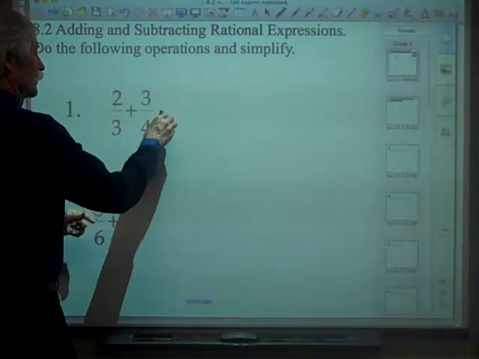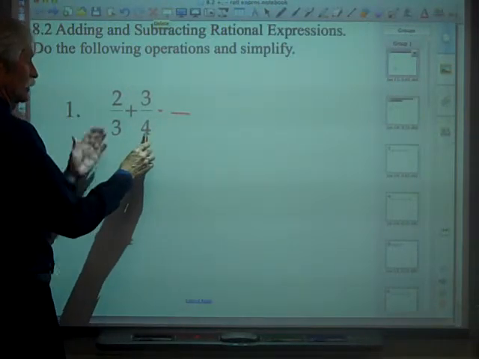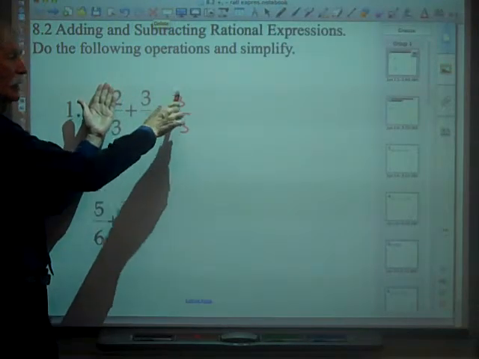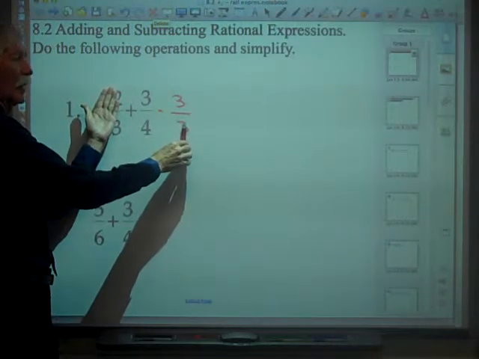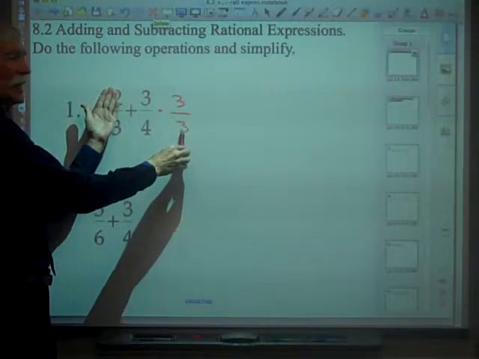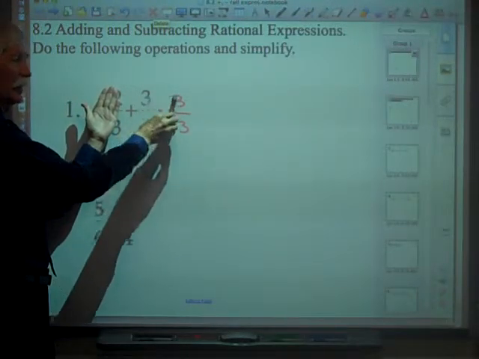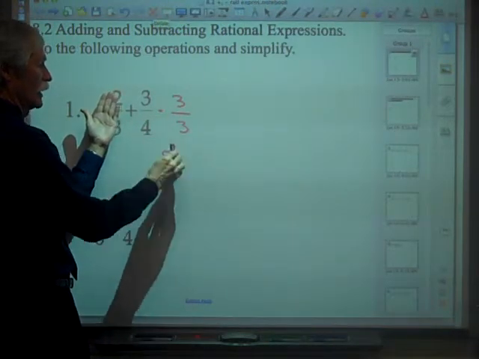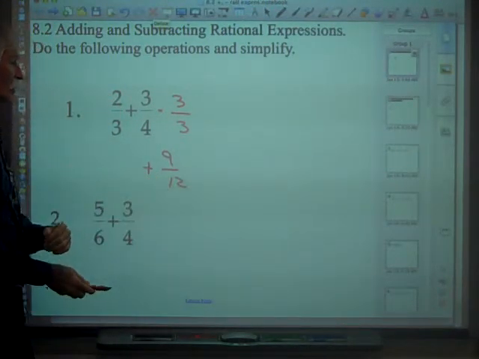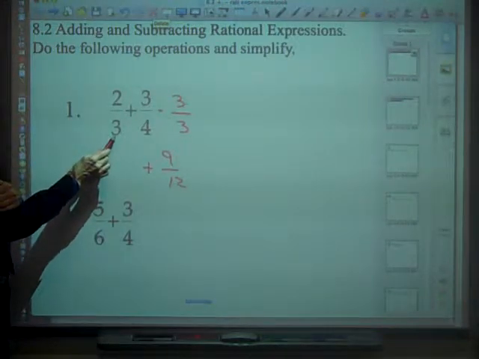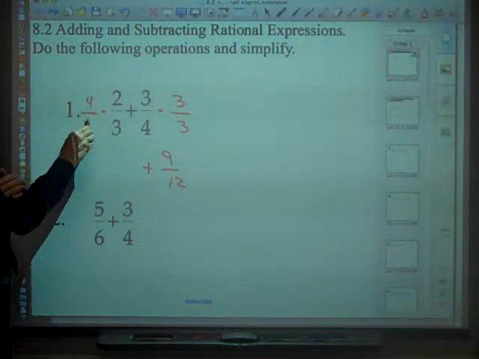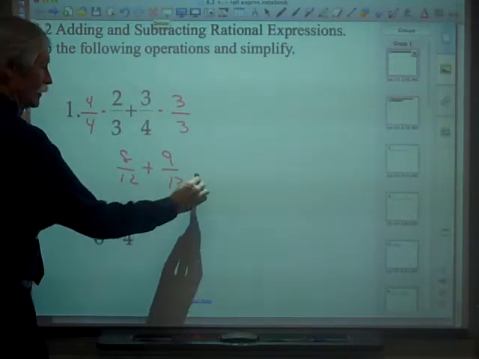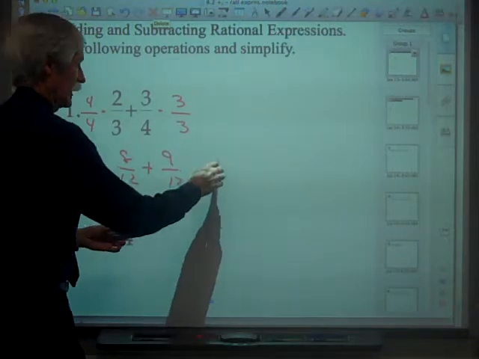So what's the plan? How do we get 12 out of this one? We have to multiply 4 times 3. So you multiply by 3 over 3. Multiplying by 1 doesn't change the value. It will change how it looks, but it won't change the value. So that will be 9 over 12. How do I get 12 on the bottom of this one? Multiply by 4 over 4, and you get 8 over 12. Now that you have a common denominator, you can add them.